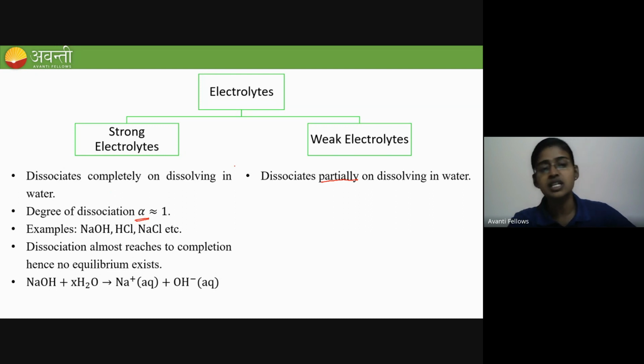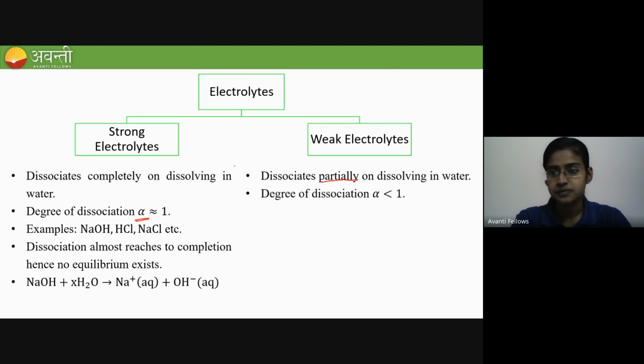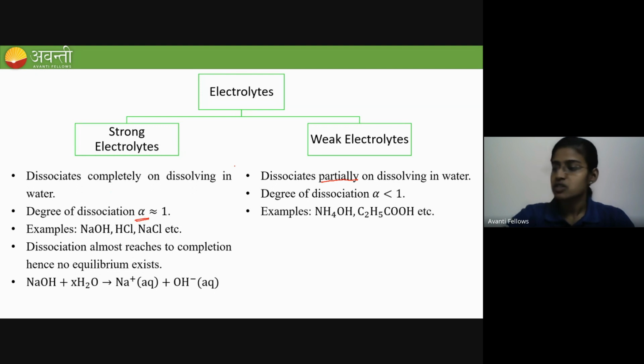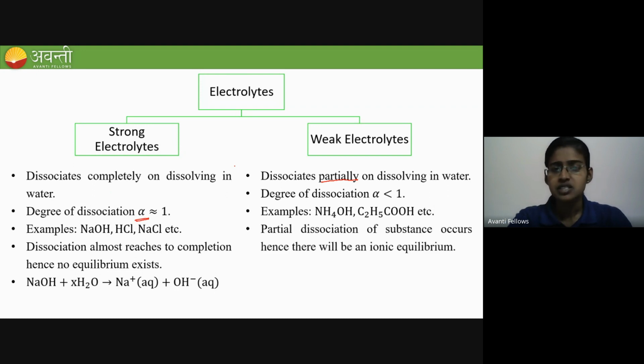And here, if you see the degree of dissociation alpha, it will be less than 1. For weak electrolytes, it is less than 1. Some examples of weak electrolytes are ammonium hydroxide and propanoic acid, NH4OH and C2H5COOH. So these are the examples of weak electrolytes. Partial dissociation of the substance occurs, hence there will be an ionic equilibrium.